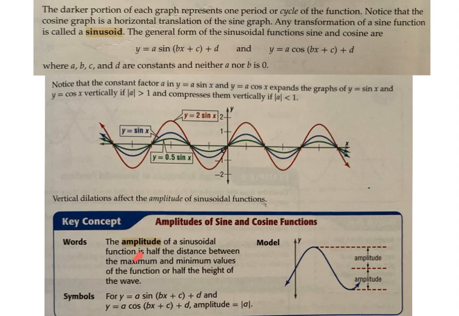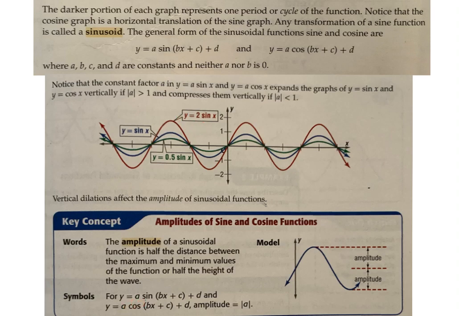All right? This is called amplitude. Amplitude is half the distance between the maximum and the minimum values. So like for the 2 sine, from positive 2 to negative 2 is 4, right? So my amplitude is 2, all right? With a sine and cosine function, it will always be the number in front of the function. So for this one, 2 sine of x, 2 is my amplitude.